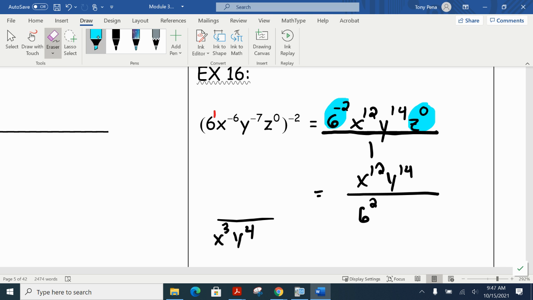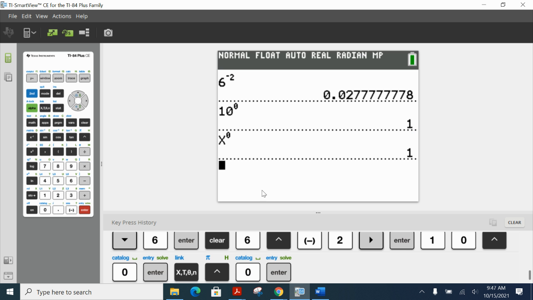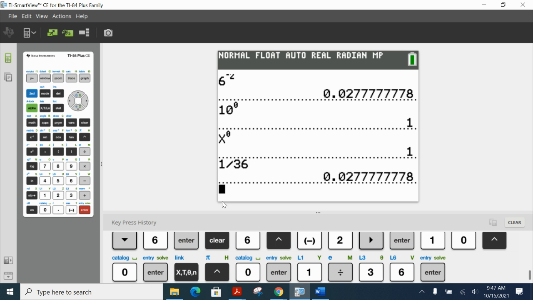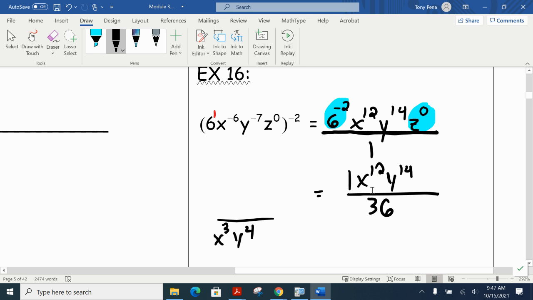But what we do get is that 6 squared becomes a 36. So what we really have is a 1 over 36. So if I now go to my calculator, watch what happens when I plug in a 1 divided by 36. Notice how it's going to give us that really small little number that the 6 to the negative 2 also gave us. Okay. So a lot of little things there to be aware of, to be careful, but that ends up being our final answer.